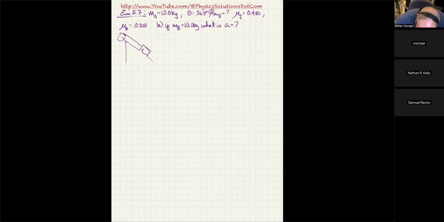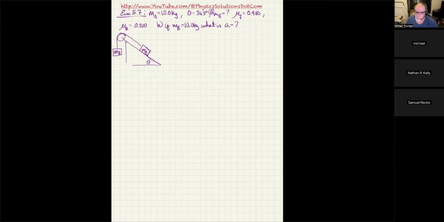So I'll just call this M sub A, make it a little better like that. Okay, and then in addition to that, I have the mass M sub B hanging. So that's the actual diagram that we're talking about. And this is the angle theta that I just pointed out.